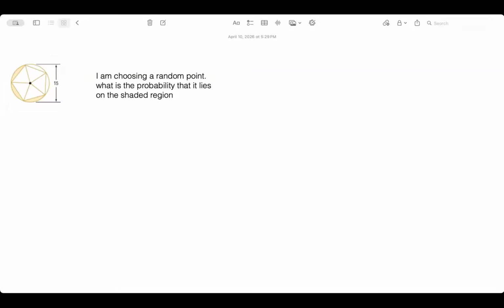Okay, let's try this one, guys. On the board, let's see where we are all going wrong. Okay, this is 15. What does that mean? So the diameter is 15.